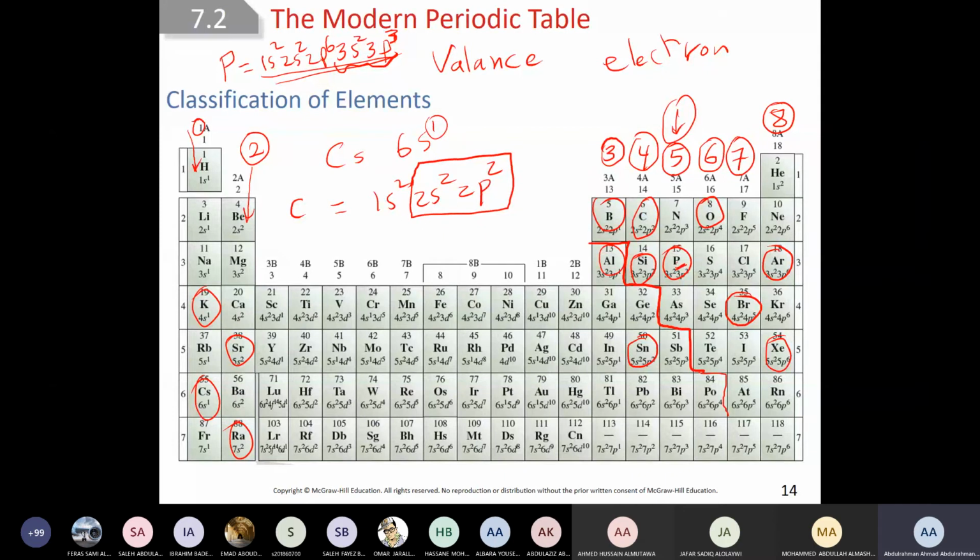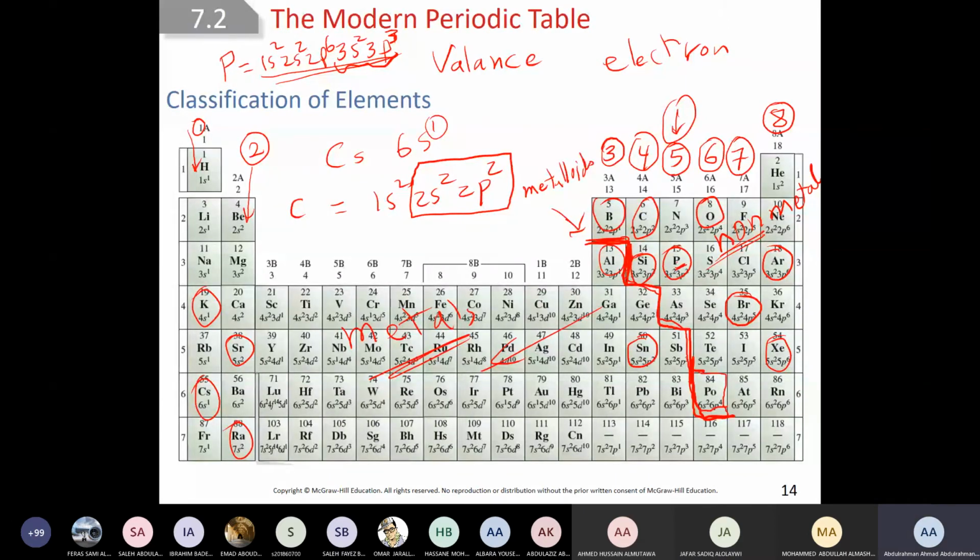Now, what did I write here? Look at the line. Whatever is under this line is considered to be what? Metals. Whatever is above this side, what's this? Non-metals. Whatever is around the line is called what? Metalloids. You have to memorize these names. Okay? You have to know this.